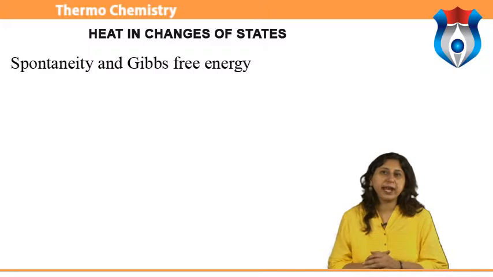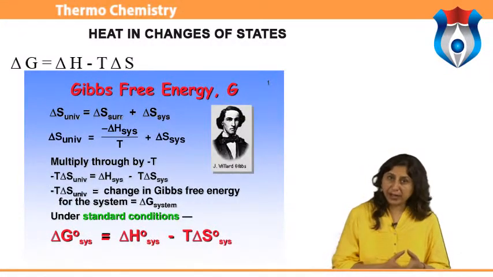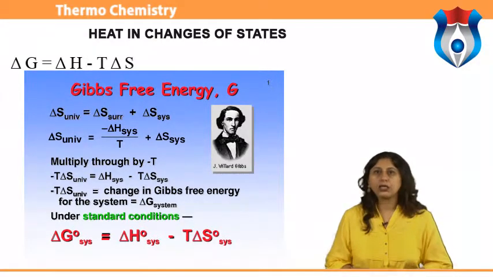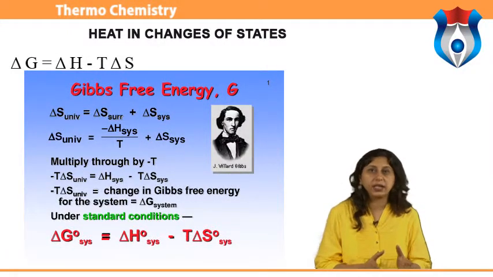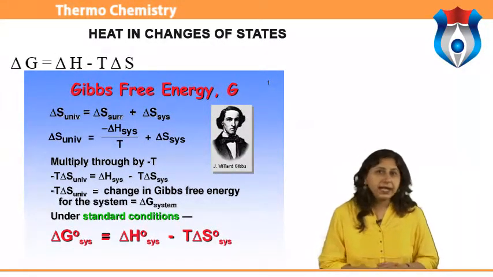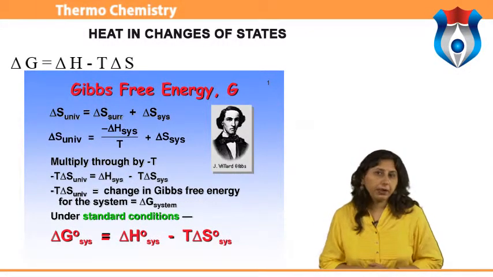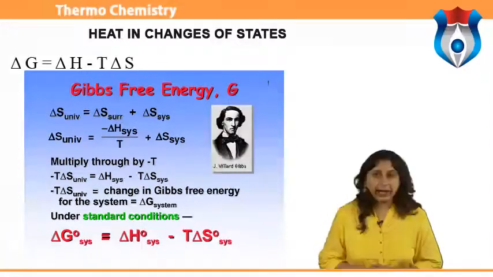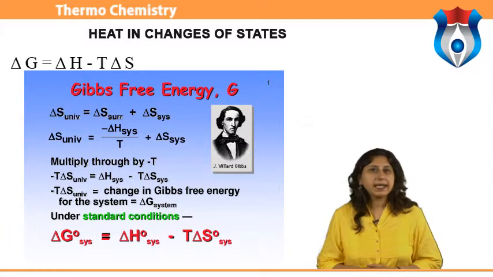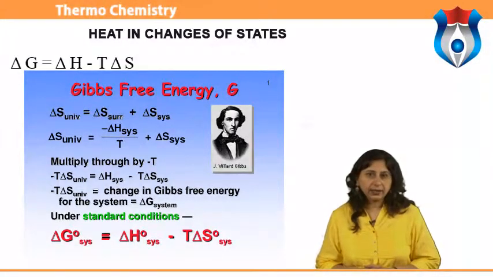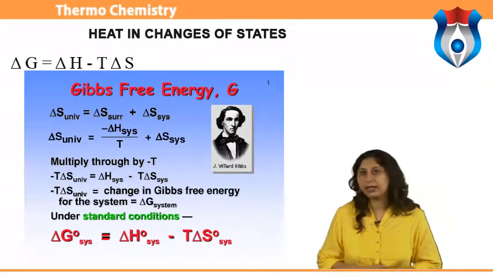Spontaneity and Gibbs free energy. The entropy must be included to predict if a reaction will be spontaneous. The total change in the available energy of a system is called the change in the Gibbs free energy, where delta G is the change in Gibbs free energy, kilojoule per mole. Delta H is the change in enthalpy, kilojoule per mole. T is absolute temperature in K. Delta S is the change in entropy, kilojoule per mole K.